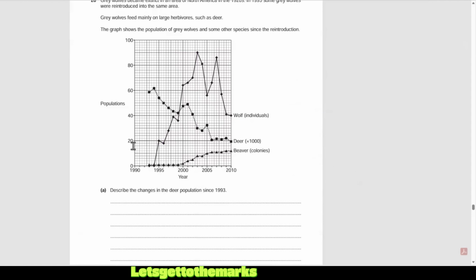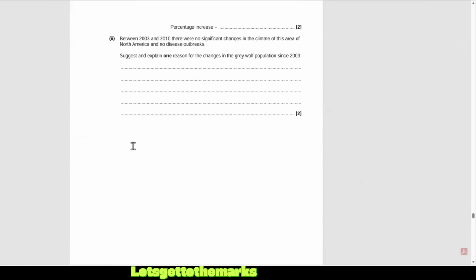All right, let's zing down. Between 2003 and 2010, there were no significant changes in the climate of the area. So it's not down to cold temperature, whatever, North America, and no disease outbreaks. So we're not looking at pathogens, COVID of wolves, whatever. So just explain one reason for the changes in the grey wolf population since 2003.